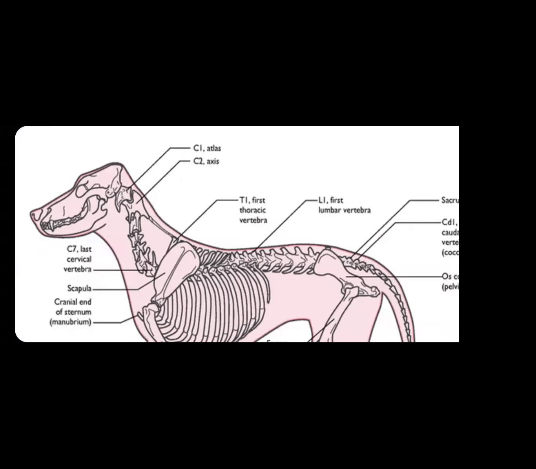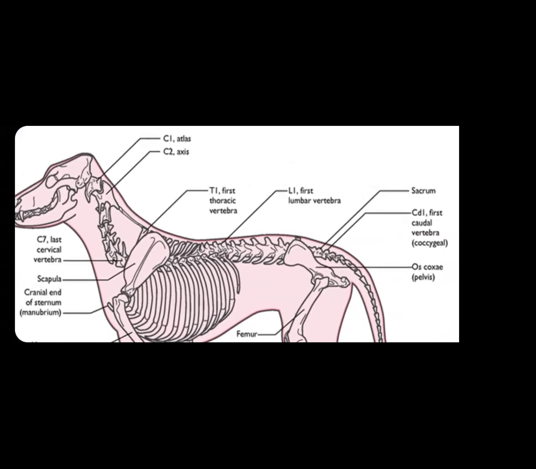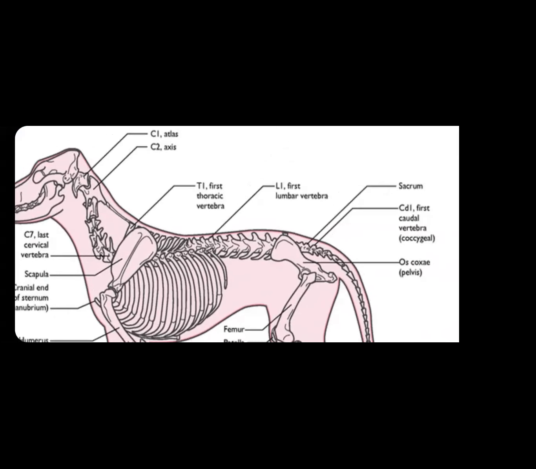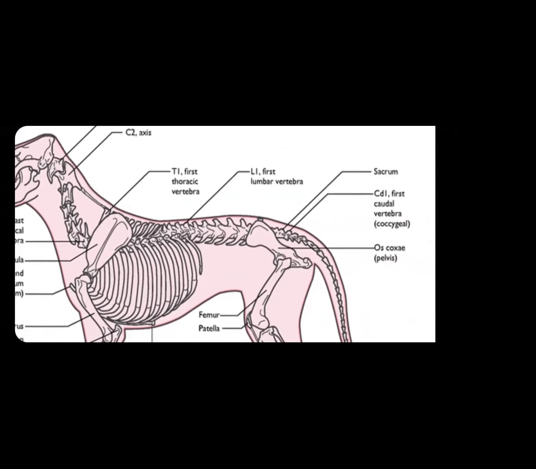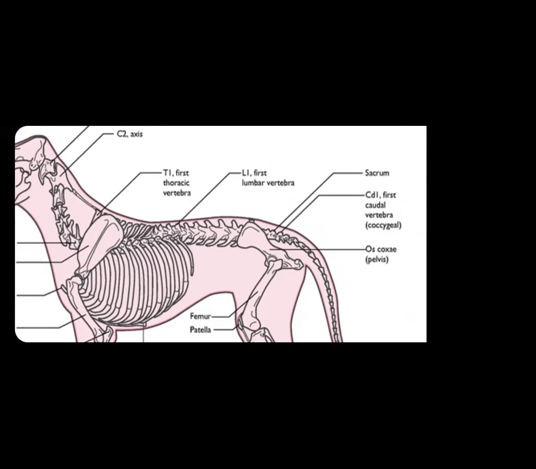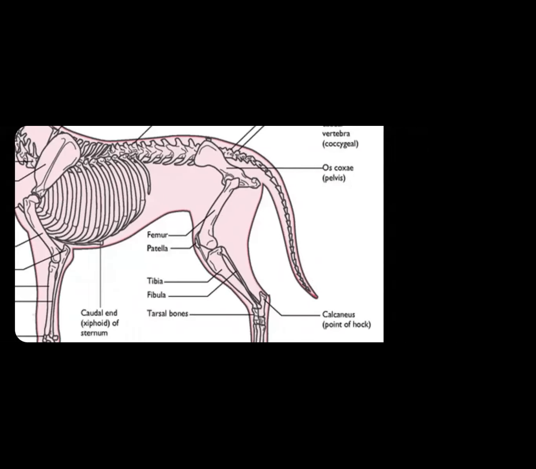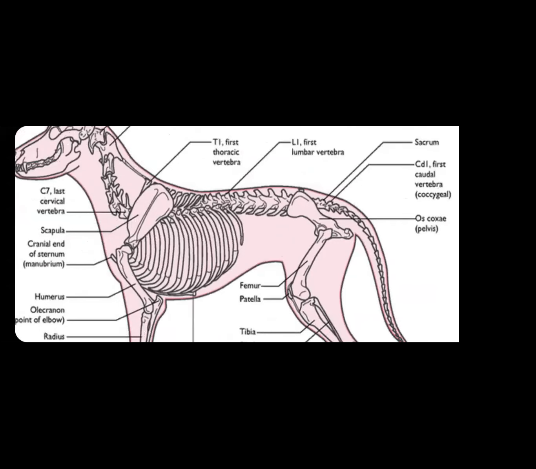Then you also see where your L1 starts from, and different species have different numbers of thoracic and even lumbar vertebrae. L is for lumbar, so your L1 stands for lumbar 1 vertebra. Then at the end there, we've got the coccyx bone, which is the caudal vertebrae. The caudal vertebrae are simply the bones of the tail, where it starts from and goes as far as the last part of the tail.